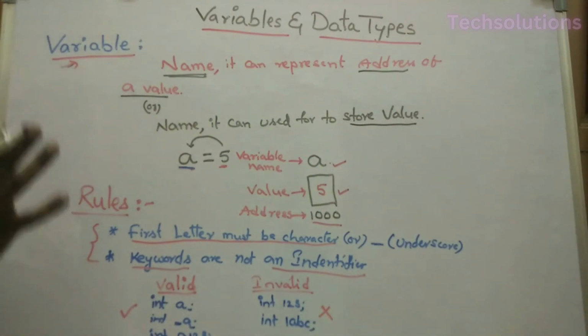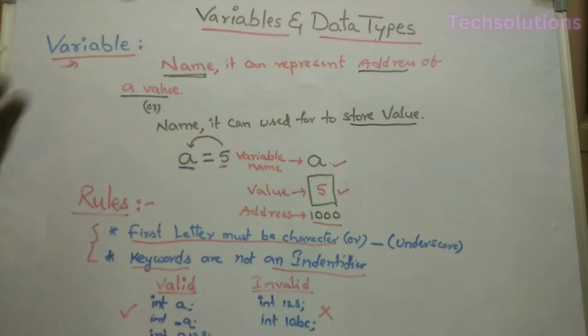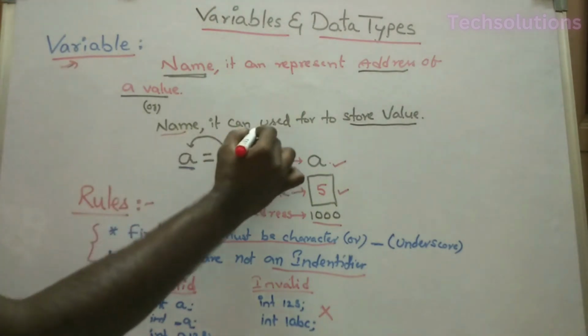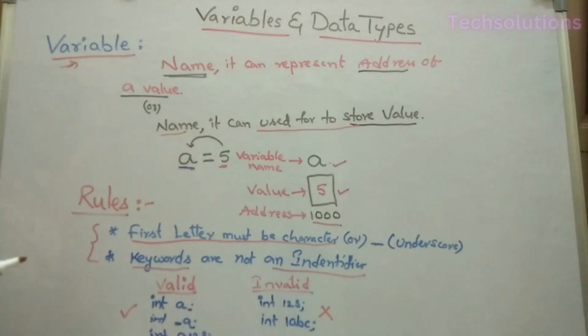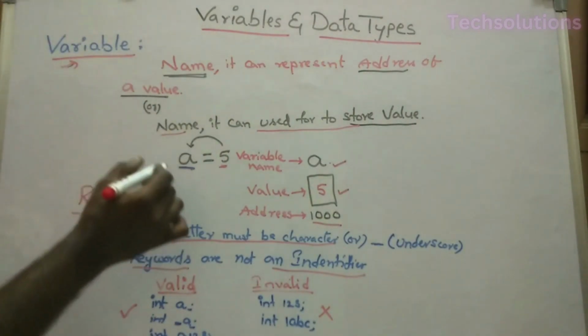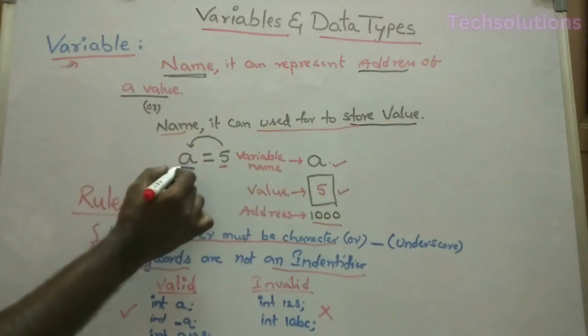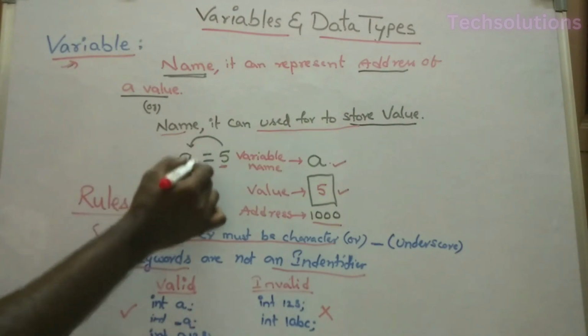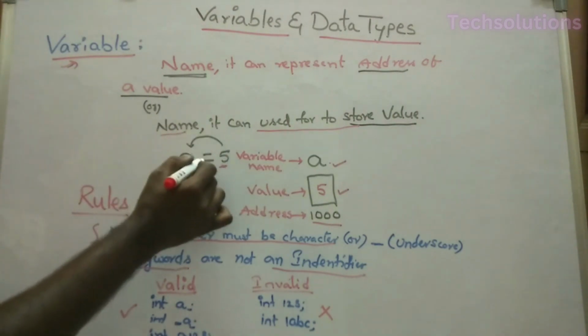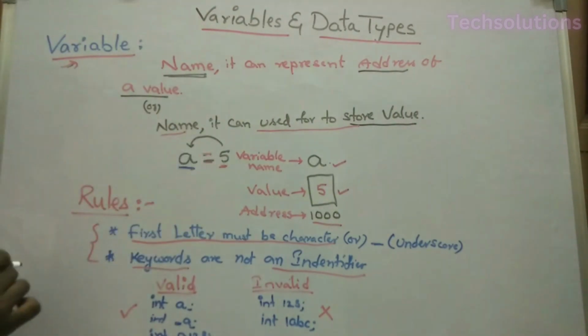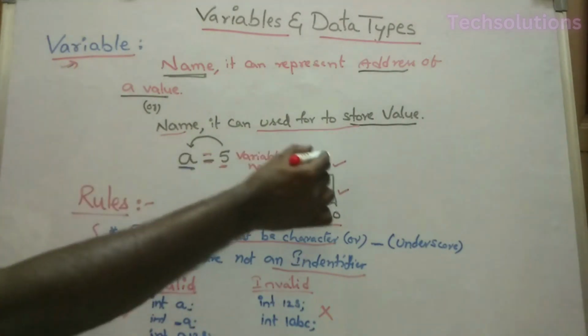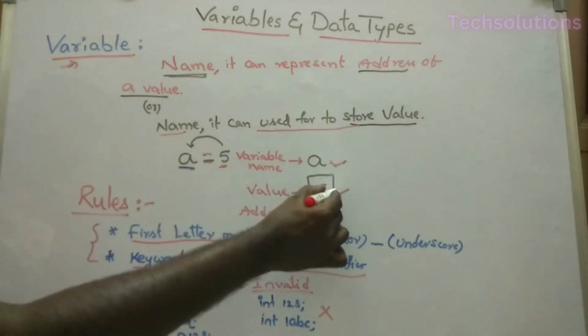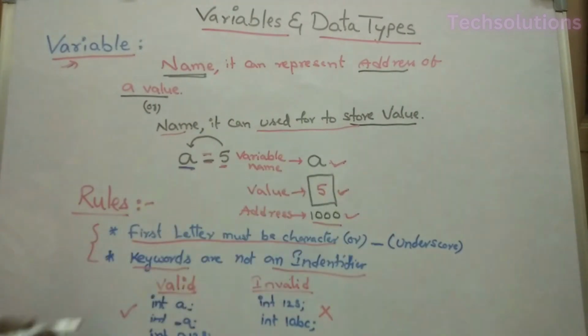This is simply nothing but a variable. What is a variable? A variable is a name. It can be used to store some value. Next, how do we store the value? If you declare any variable and have to assign a value to it, how can we assign? By using the assignment operator. Now how will it be stored? The name of the variable, the value of the variable and the address of the variable.